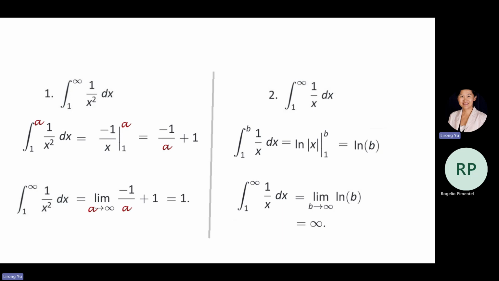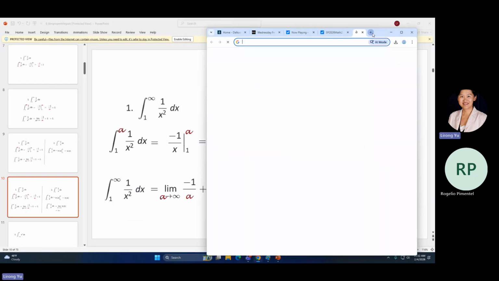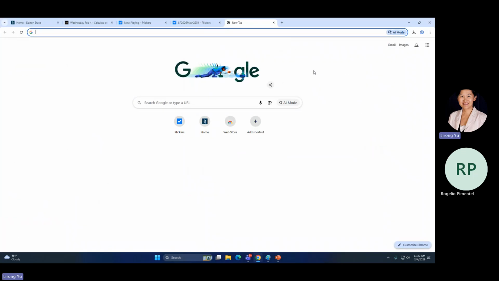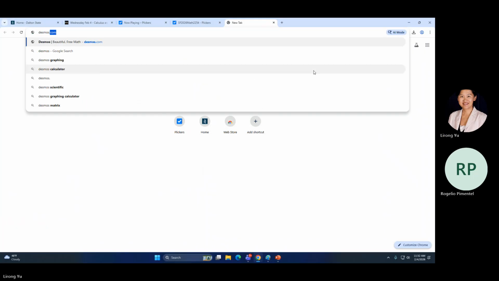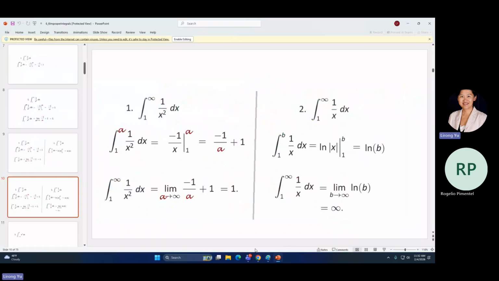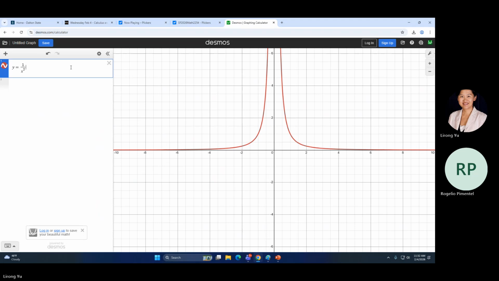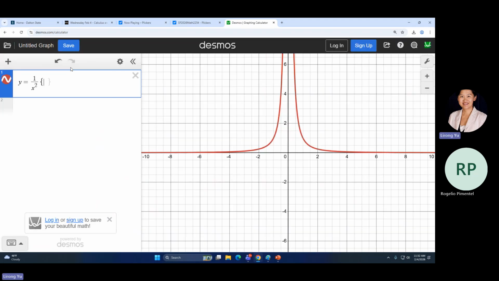It actually has a geometric meaning when we have this calculation. We can graph this function. On the interval 1 to infinity, we don't have to graph the whole function. y equals 1 over x squared looks like this, but we're only graphing it from 1 to infinity, so we have the boundary. So this is what happened.